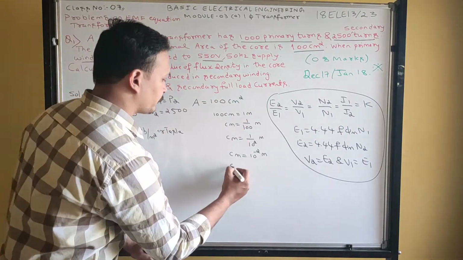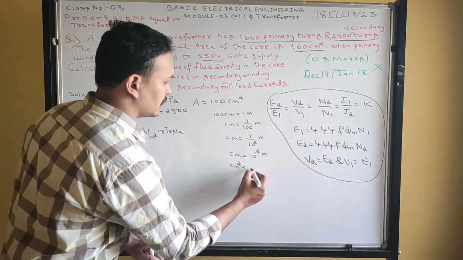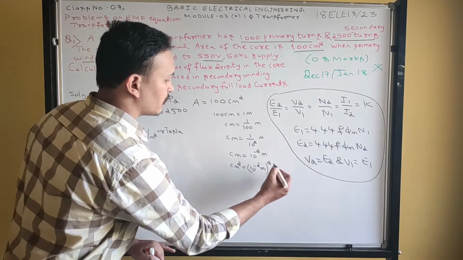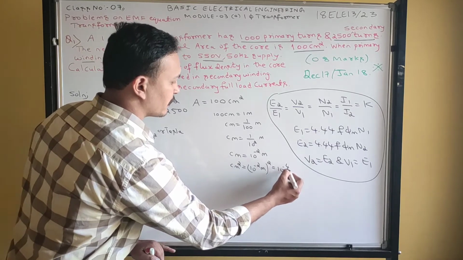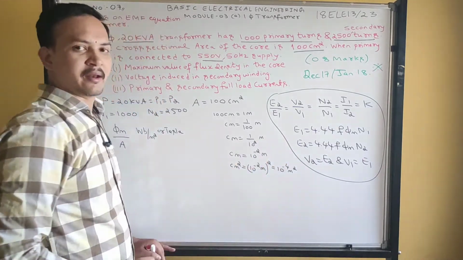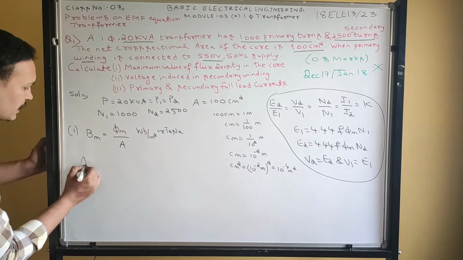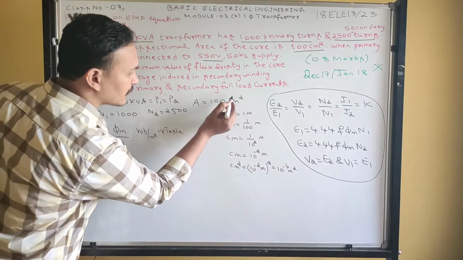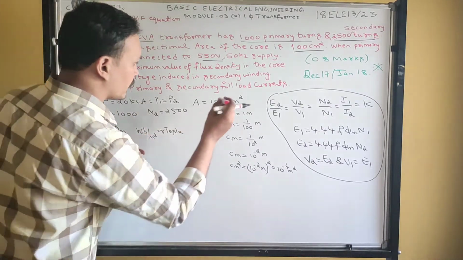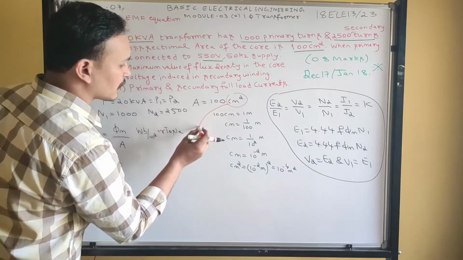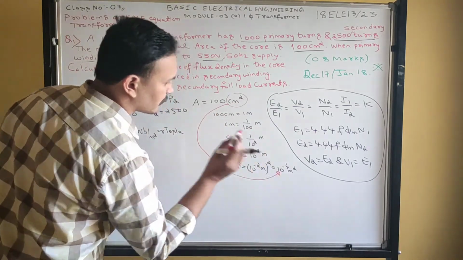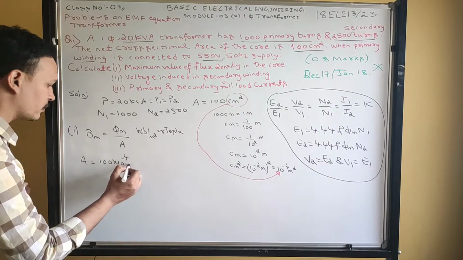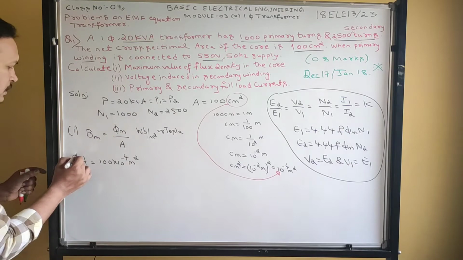But what we have is centimeter square. Centimeter square can be written as (10 power minus 2 meter) whole square, which becomes 10 power minus 4 meter square. So the area of the core becomes 100 centimeter square, which is 100 into 10 power minus 4 meter square. So this is the area value.